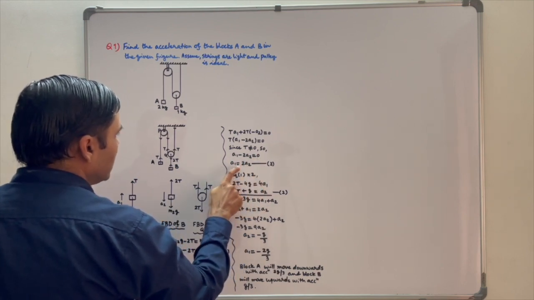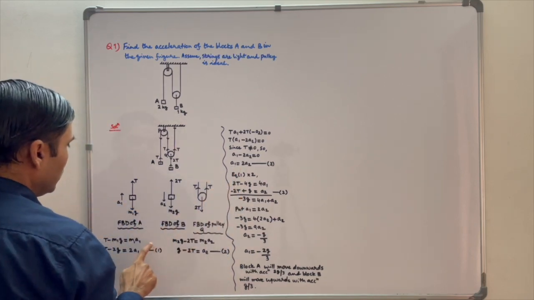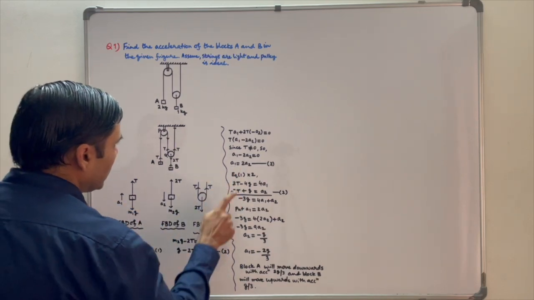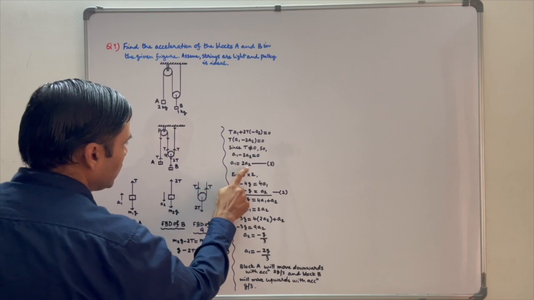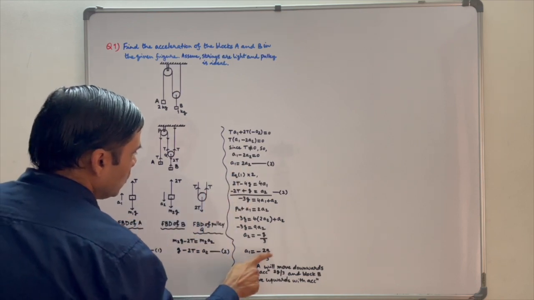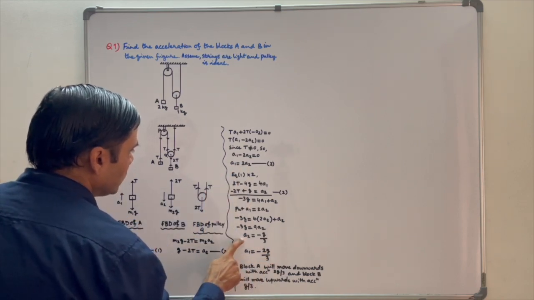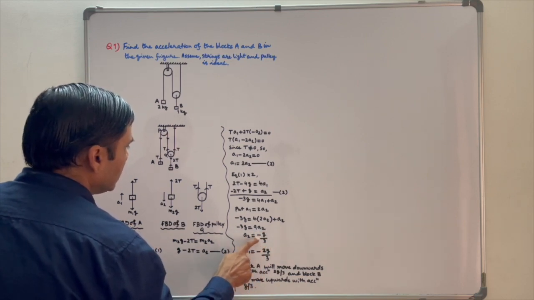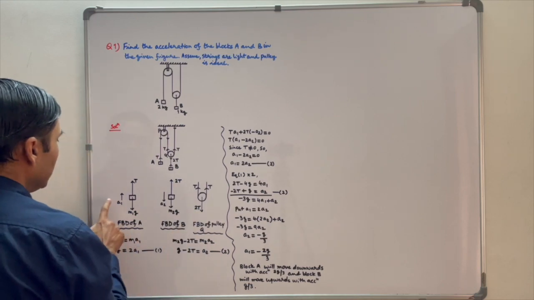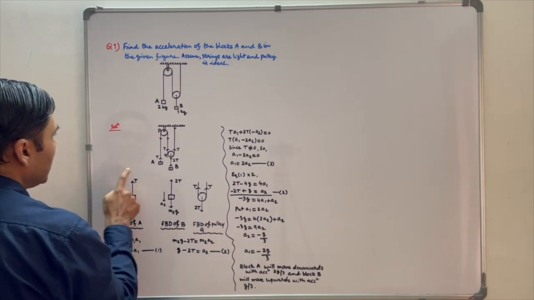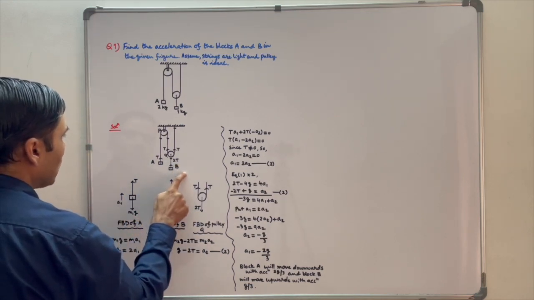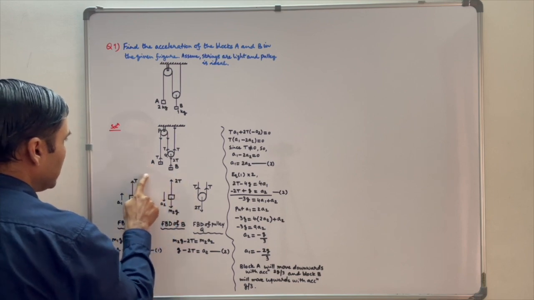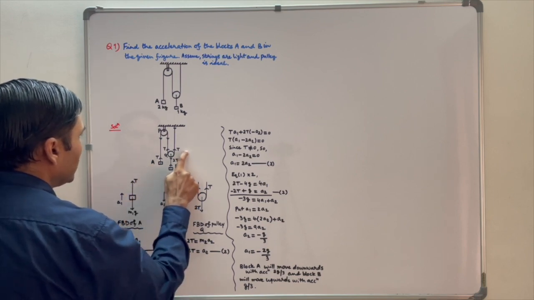This is the constraint relation. Now we can solve equations 1, 2 and 3 to get a1 and a2. a1 is equal to minus 2g by 3 and a2 is equal to minus g by 3. The negative sign suggests that the assumption that A is moving upwards and B is moving downwards is wrong. Actually, A is moving downwards and B is moving upwards.